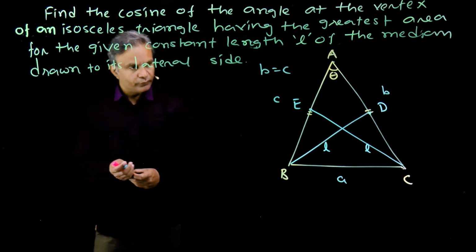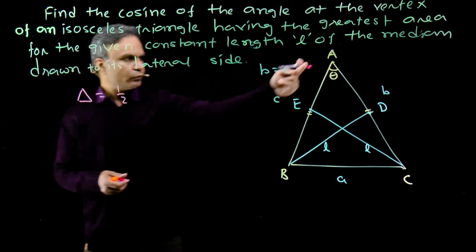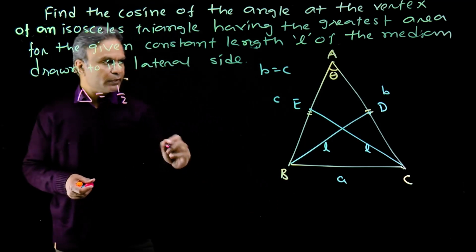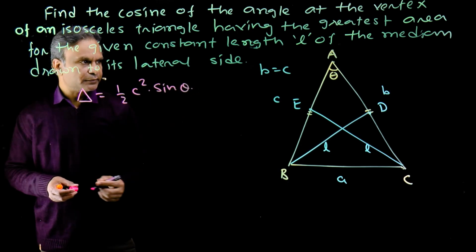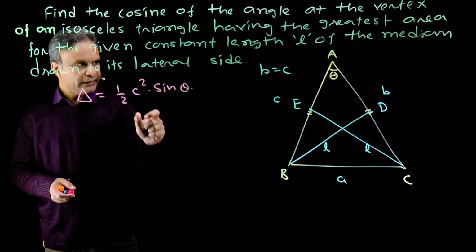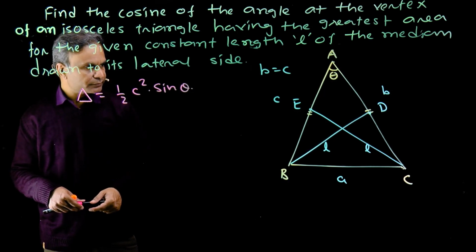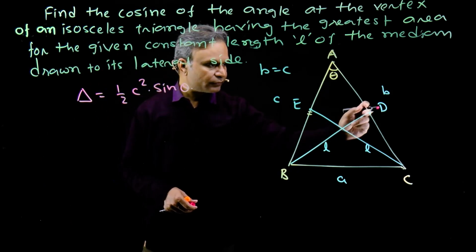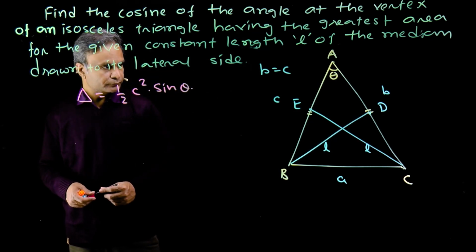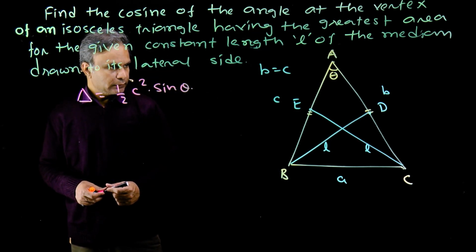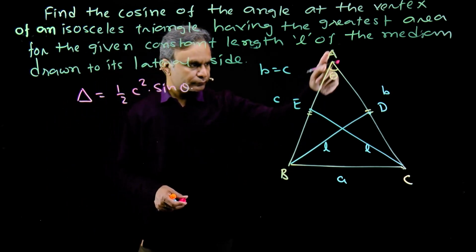So the area of the triangle, suppose the area is delta, then delta will be 1 upon 2 into b into c into sine theta. B is equal to c, so we get 1 upon 2 into c square sine theta. Now we'll try to get c as a function of theta. How can we do that? The length of this median is given. This length is L. What can we do? We can use the cosine rule.